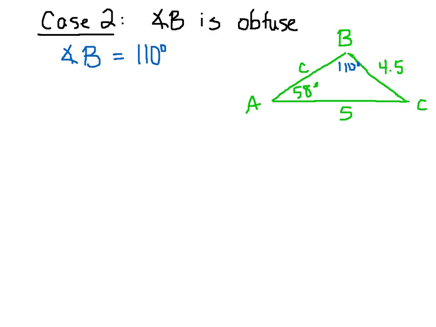So let's look at case 2 here, where angle B is going to end up being 110 degrees. So this is our B sub 2, and we need to find all of our values. So we have angle B, we have angle C, and these are actually sub 2's, because this is our second case, and then you're going to have side C sub 2.